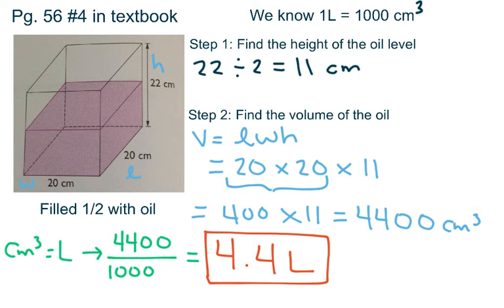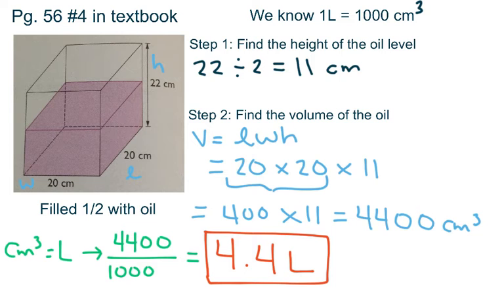Okay, so we are going to start on page 56 in our textbooks. We're looking at number 4. I'm going to go ahead and read the problem to you. It says a rectangular container measuring 20 centimeters by 20 centimeters by 22 centimeters is half filled with oil. Find the volume of the oil in liters.